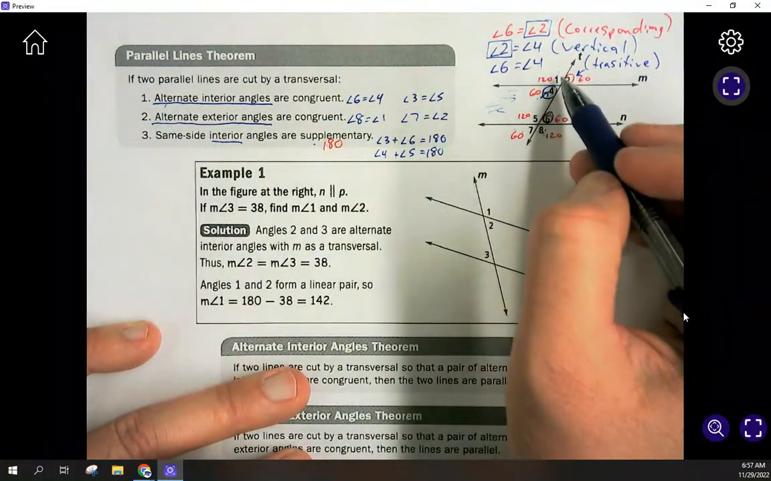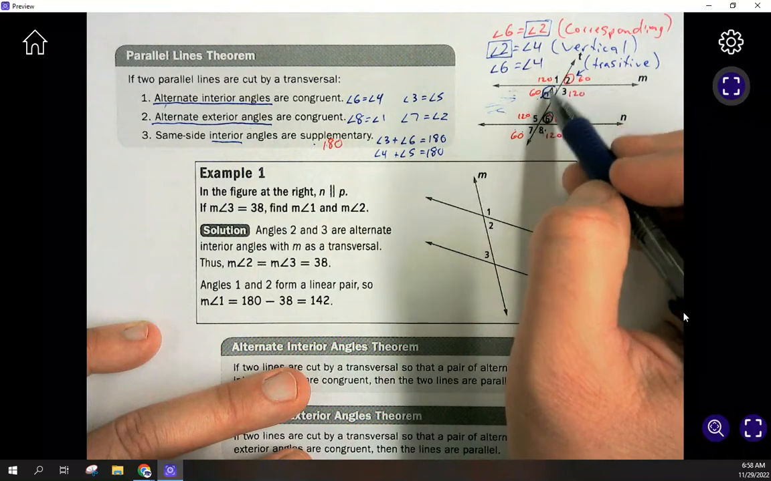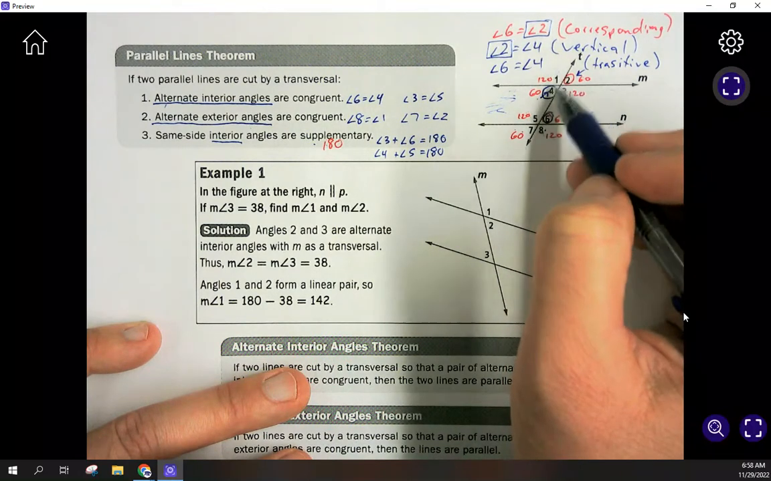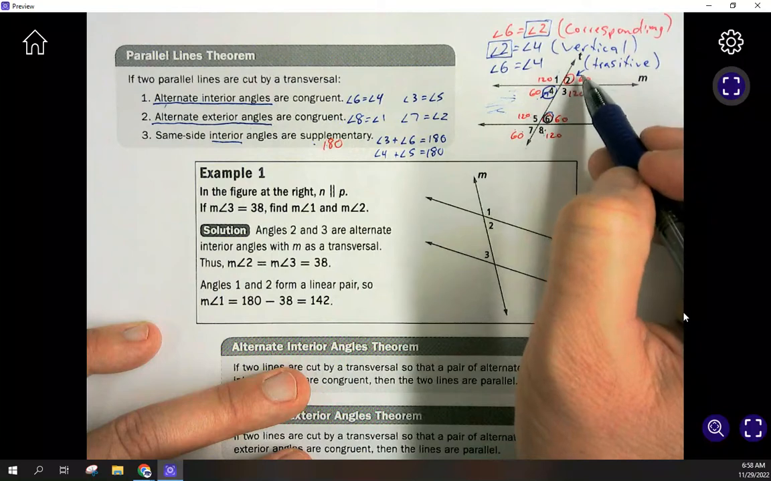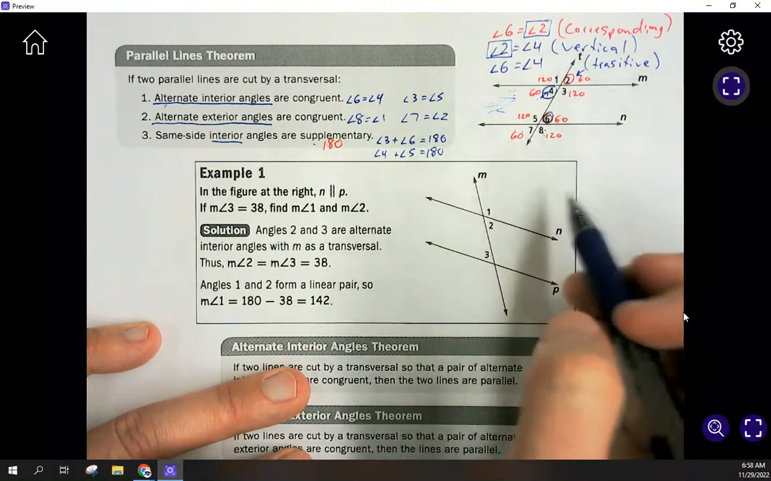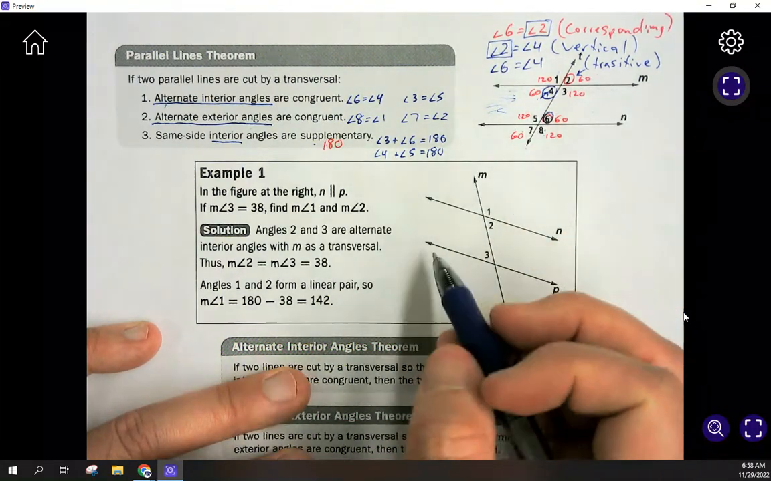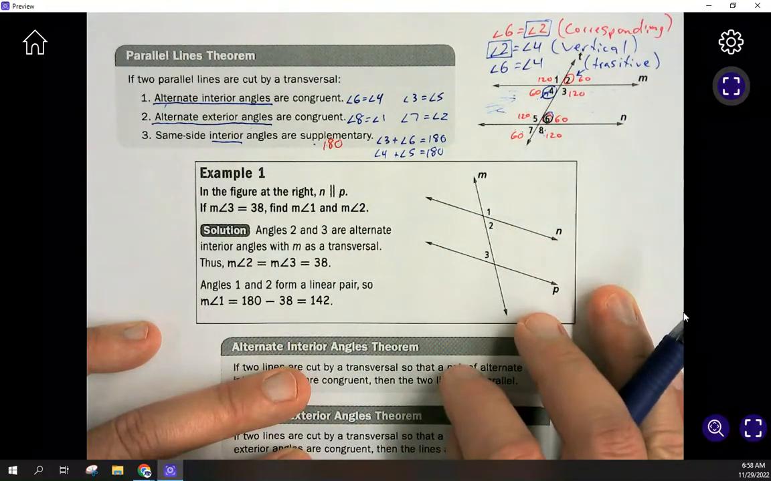Now we're not covering it here, but if you do take a look, what about same side exterior? 1 and 7 add up to 180. 2 and 8 add up to 180. So same side exterior are also supplementary.